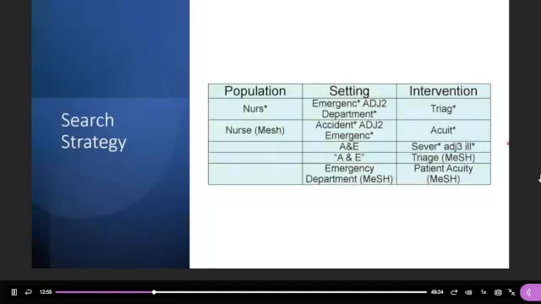Search strategy was kept wide. Three databases were searched: Medline, CINAHL, and Academic Search Complete, with searches taking place between March and May. Population for the search was nurses and related terms. The setting was emergency department, and again, related terms. And the intervention was triage or acuity, severity of illness, all terms used in the literature. Searches weren't restricted by geography or by date to ensure full capture.